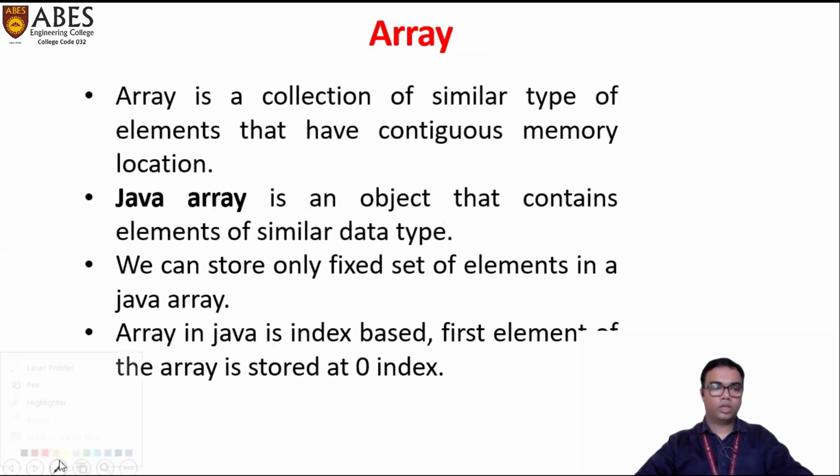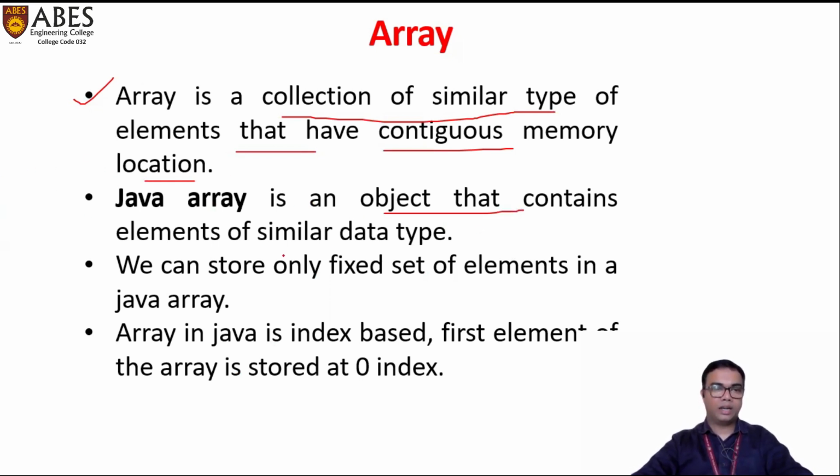So, what is an array? An array is a collection of similar type of elements that have contiguous memory locations. Means in an array, every element is stored in a continuous memory location. Okay, and a Java array is an object that contains elements of the similar data type. Means we can only store data of the similar data type. For different data types, we cannot use an array.